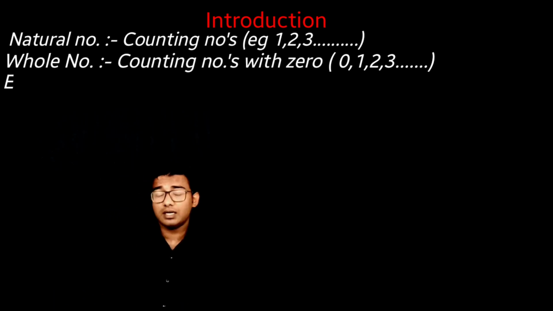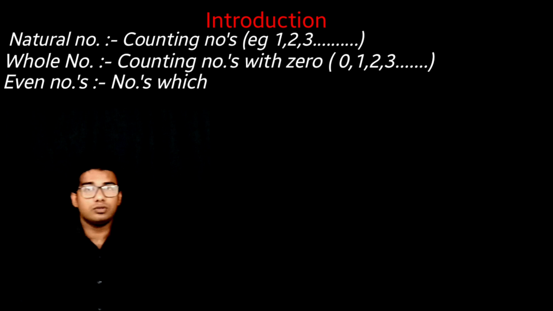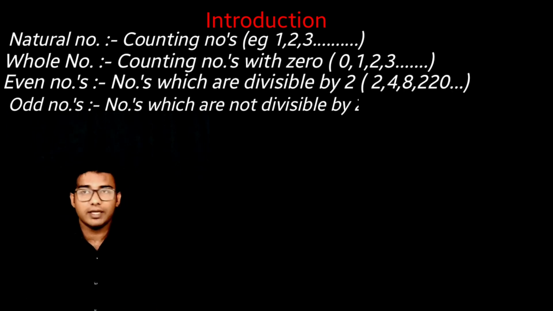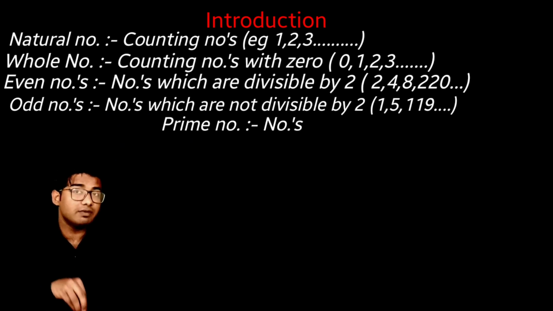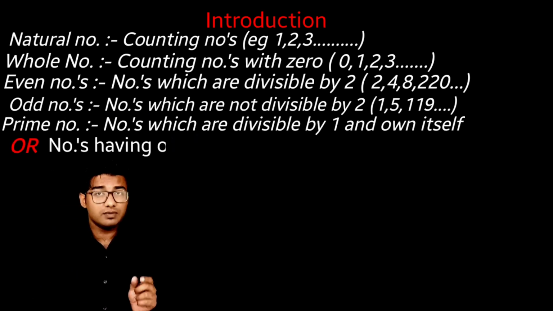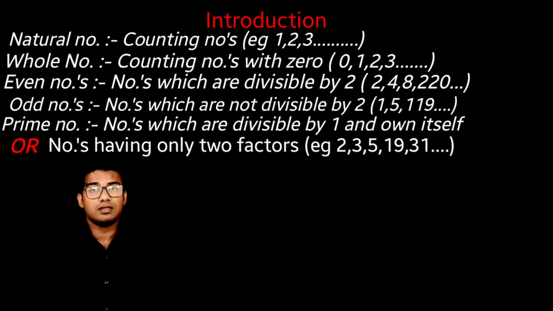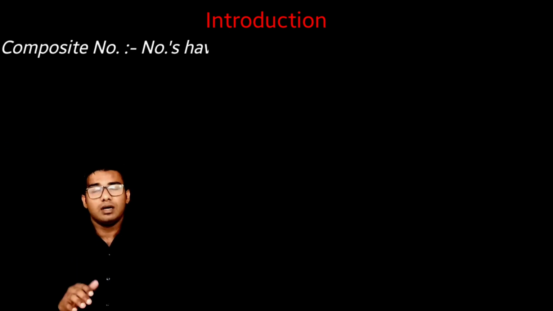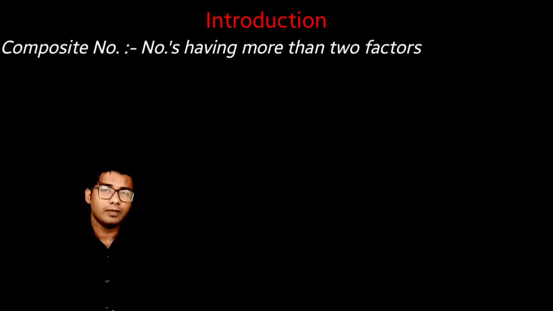And the next numbers are even. Even numbers are those which are divisible by 2, and odd numbers are those which are not divisible by 2. Prime numbers are divisible by 1 and themselves. Another definition is the numbers having only two factors, 1 and itself. Composite numbers are the opposite of prime. The numbers which are not prime are called composite numbers.